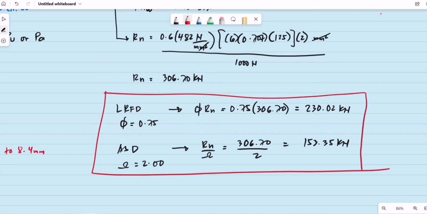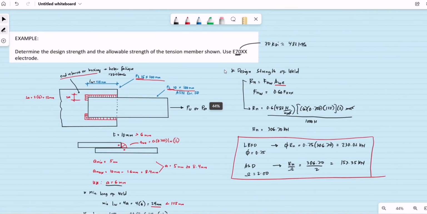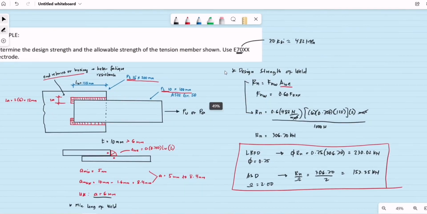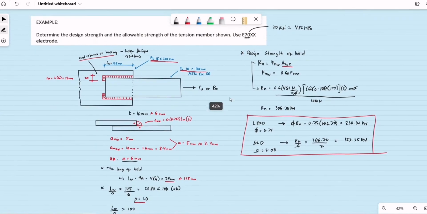Okay. So for the design strength and the allowable strength of the weld, based on the given strength of the electrode, this will be our solution for this example.